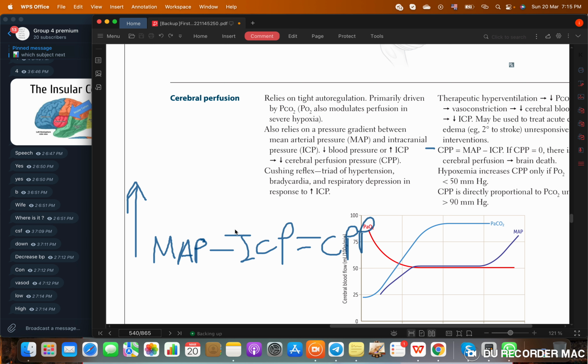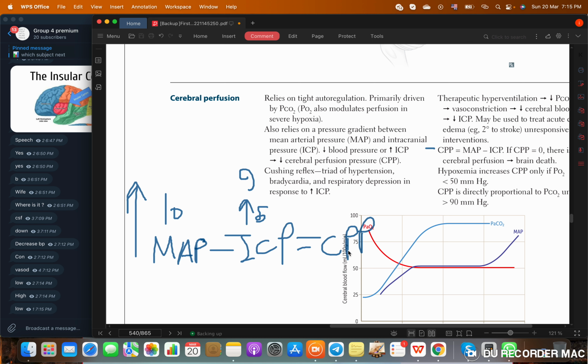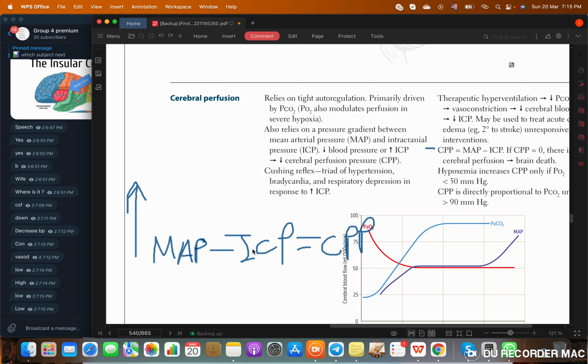Okay, now let's increase the ICP. Let's again do it like 10 and 5. So let's increase the ICP, so now it's 9. What will happen to the perfusion to the brain? It becomes lower. So an increase in intracranial pressure decreases the cerebral perfusion pressure, while an increase in the MAP will increase the perfusion to the brain. Cushing reflex: they have a triad of hypertension, bradycardia, and respiratory depression in response to increased intracranial pressure.